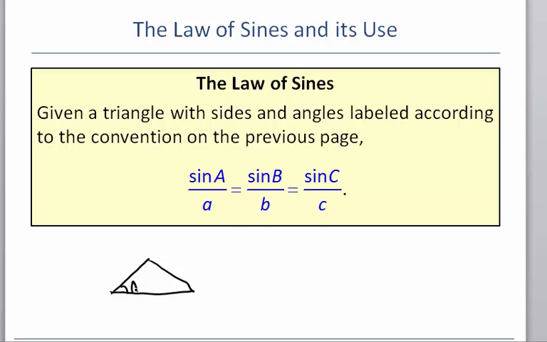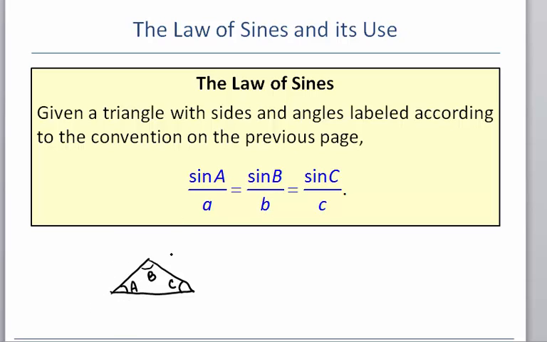So we're going to have angle A, another angle which we'll call B, and another angle which we'll call C. Now, the lowercase letters a, b, and c represent the side lengths of the triangle. And the one thing that we have to be careful about is that the angle and the side have to have an opposite relationship.